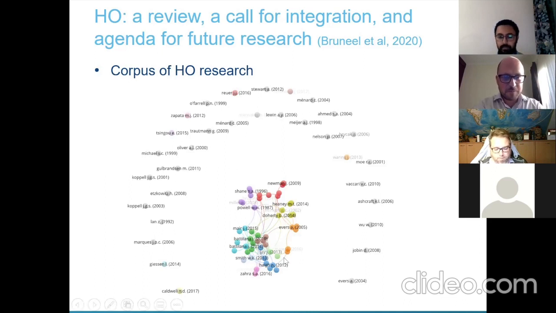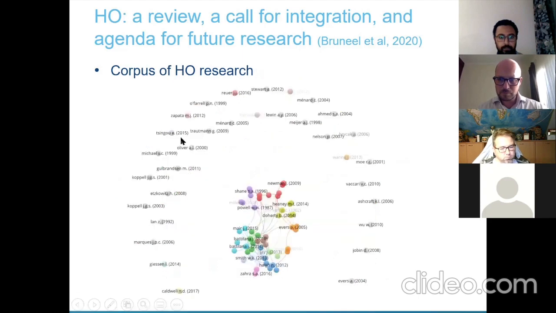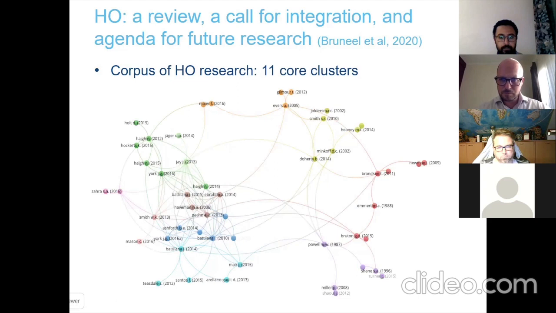Here, this is a core of papers that are all tightly connected to each other. But then, surprisingly, there are a lot of papers that also talk about hybrid organizations that are not connected to this core of papers here in the middle. And then in a subsequent analysis, we further analyzed this core of papers. You see that within this core, there are 11 clusters of work that are all cited together in other articles. But you see, in contrast to the previous figure, that here all these different papers are connected to each other.